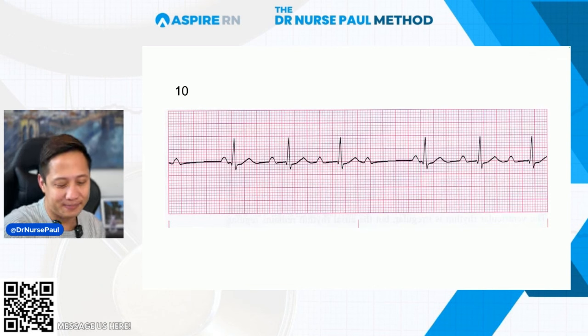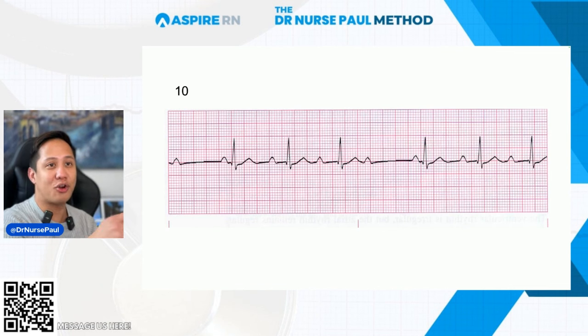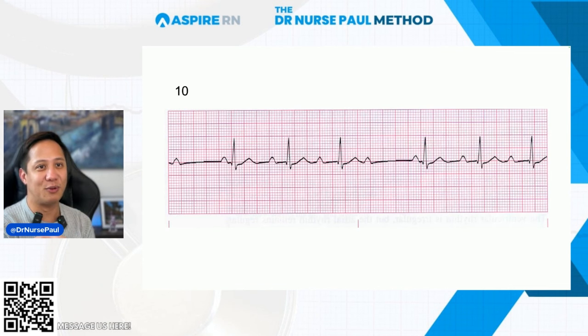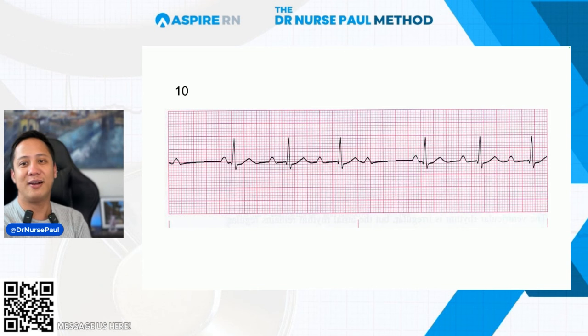Number 10. Looks like a dropped P at the beginning. The second wave is normal. Long, longer, drop. Normal, long, longer, drop. Second degree type 1, Wenckebach. Number 10, second degree type 1, Wenckebach. Second degree is incomplete because we have two types. All right, second degree type 1, number 10.